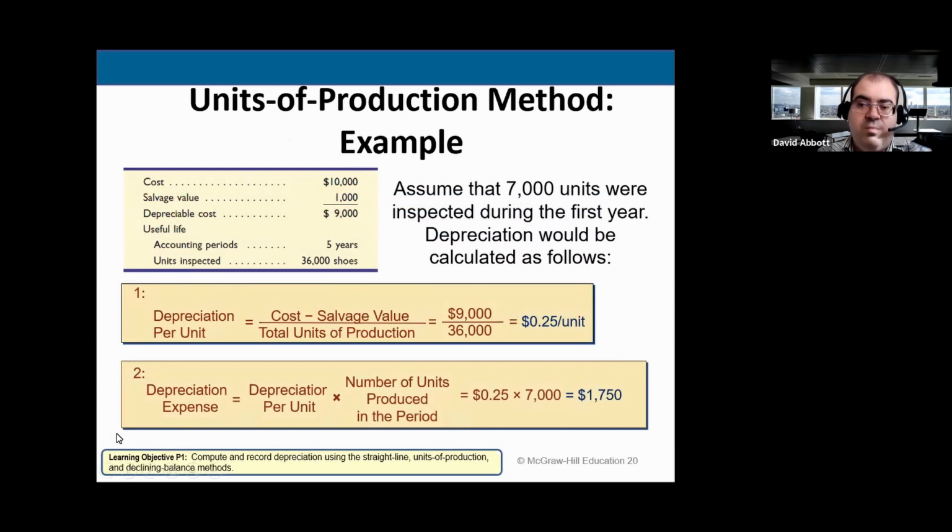So depreciation per unit is the cost minus the scrap salvage value, and then divided by the total units of production. That's how you get how much per unit. And then to figure out how much the expense would be for each period, it would be the depreciation per unit multiplied by the number of units produced in the period.